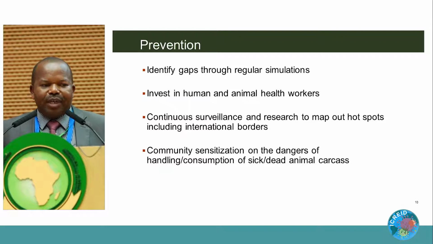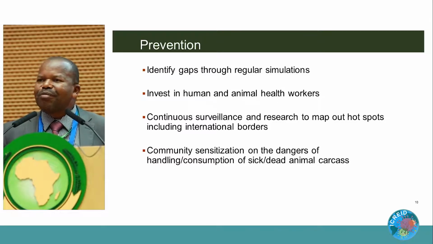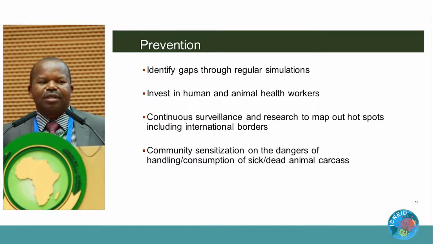The other thing that is key is to invest in human and animal workforce. I think this has been said in many presentations, and it's key that we do this because, as I've said earlier, the problem begins from the animal. And it takes about 2-3 weeks before we see it in human beings. If we were able to address this problem when it hits the animals, then you have done the prevention. It won't reach the humans. But rarely do we do this.